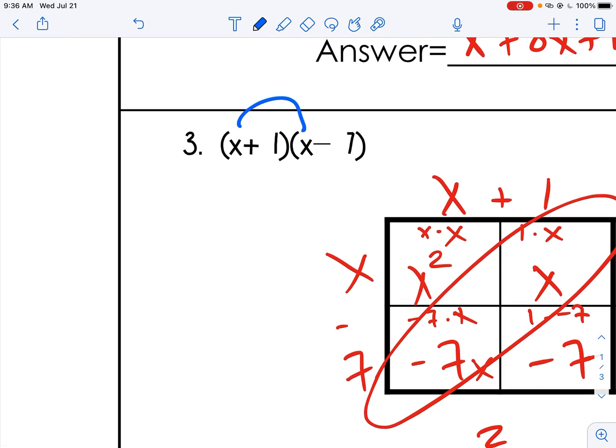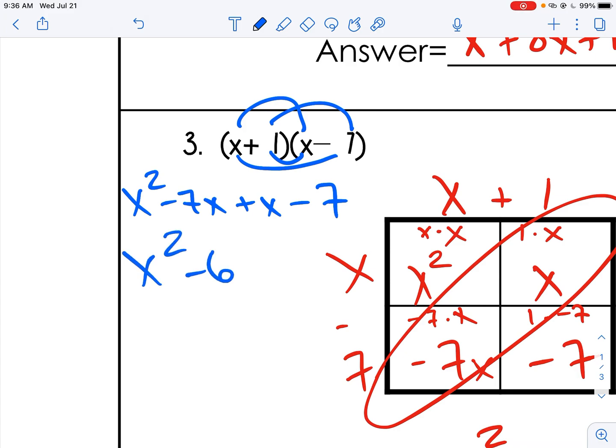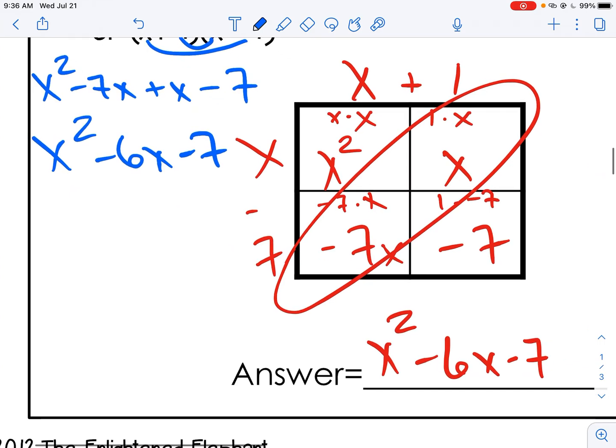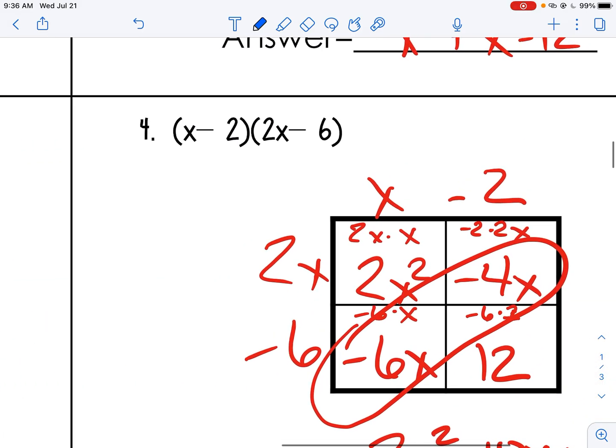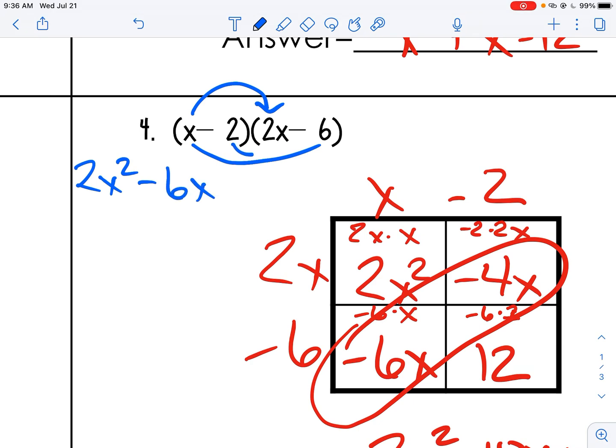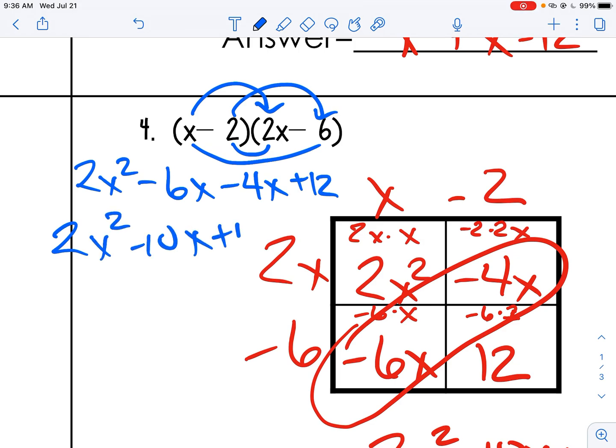Over here, I take x times x, x squared. X times negative 7, negative 7x. X times 1 is x, and then 1 times negative 7 is negative 7. X squared minus 6x minus 7. Okay, one more time. I take these two, 2x squared. I take these two, I get negative 6x. These two, negative 4x. And these two, plus 12. 2x squared minus 10x plus 12.